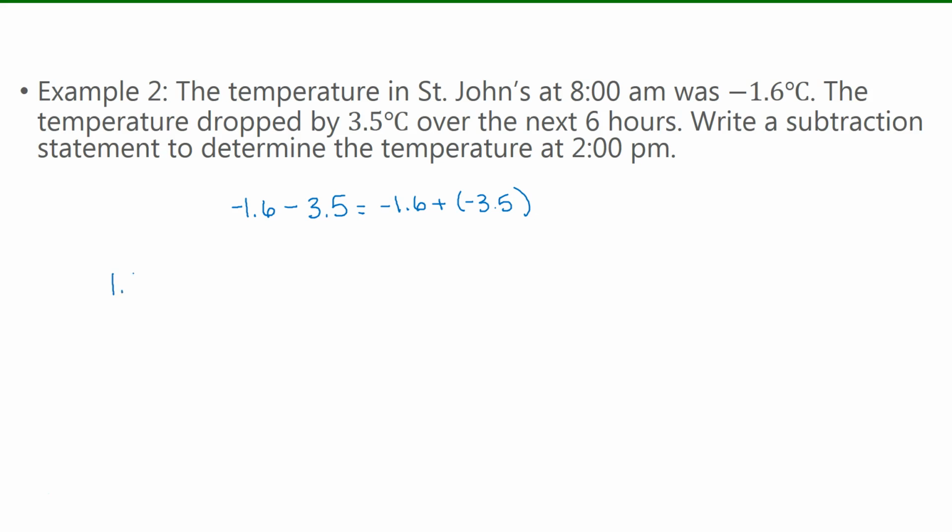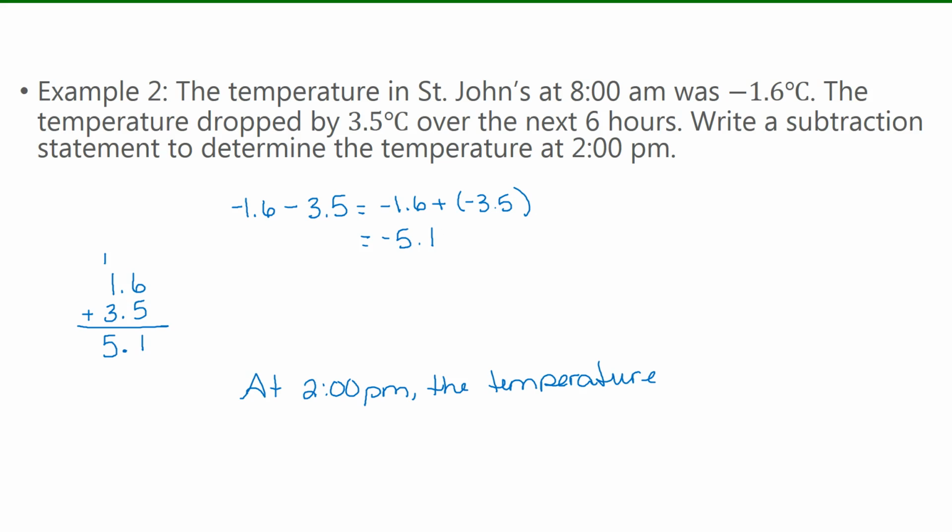So I'm going to go off to the side here and add 1.6 and 3.5, making sure I have my decimals lined up. 6 plus 5 is 11. 3 plus 1 plus 1 is 5. So I end up with -5.1. So now I can say at 2 p.m. the temperature was -5.1 degrees Celsius.